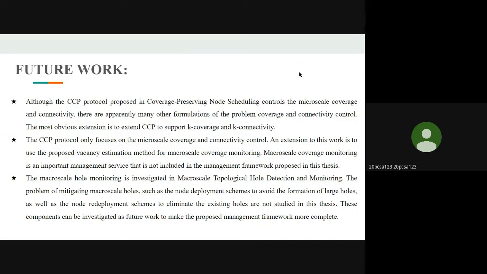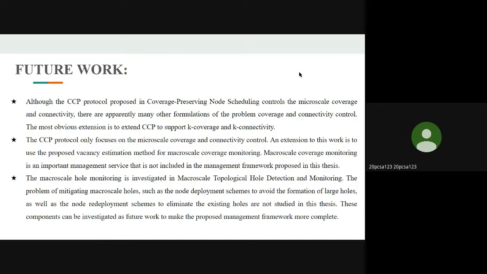The future work on this CCP protocol in wireless sensor networks is as follows. For coverage preserving node scheduling, the control on microscale coverage and connectivity, there are apparently many formulations of the problems of coverage and connectivity control. The most obvious extension is to extend the CCP protocol to support K-coverage and K-connectivity. The CCP protocol only focuses on microscale coverage and connectivity control.